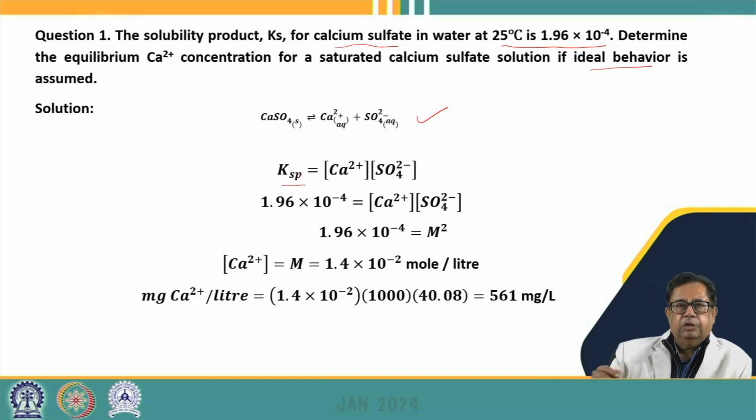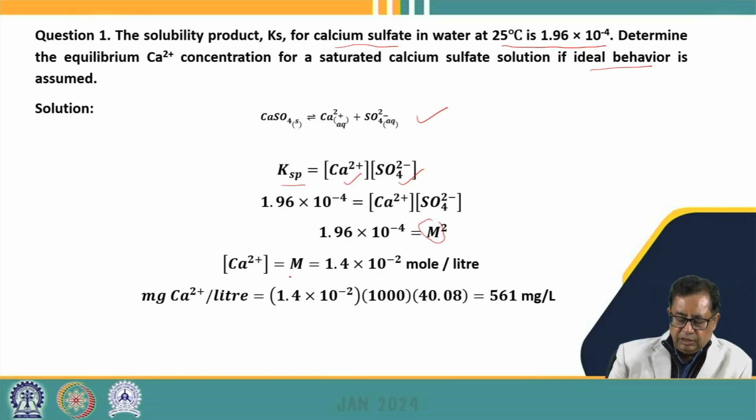So we can write down the solubility product constant here, which is equal to the molar concentration of calcium times the molar concentration of sulfate. So this is equal to 1.96 × 10^-4. Then we can write down the molar solubility, because 1 mole of calcium sulfate is giving rise to 1 mole of calcium as well as 1 mole of sulfate. So these two have the same molar concentrations at equilibrium. We can write this as M, and so this becomes M squared.